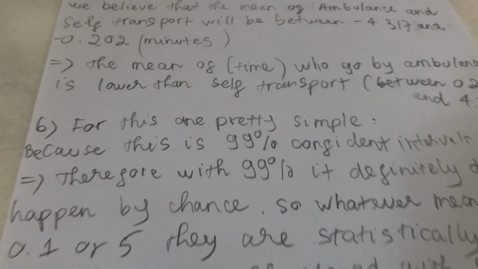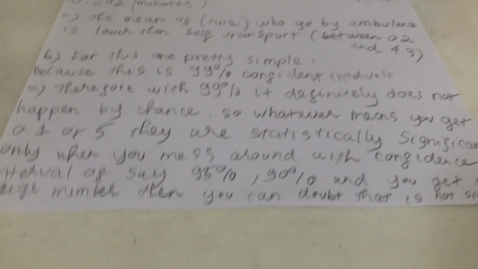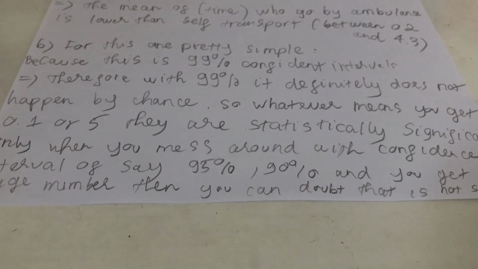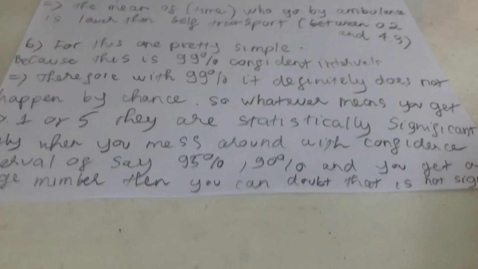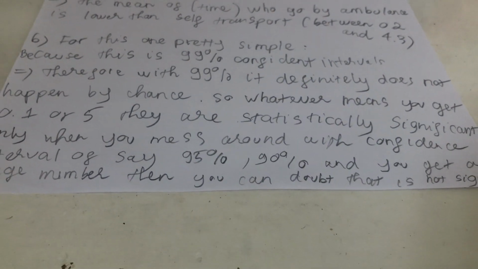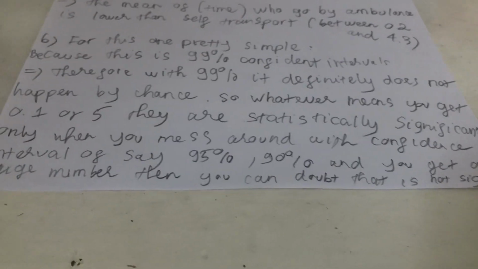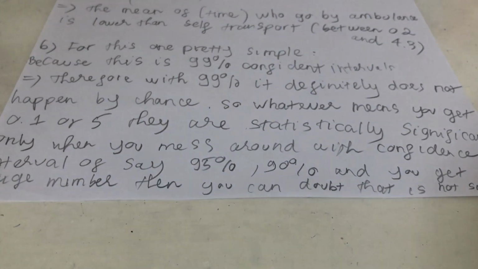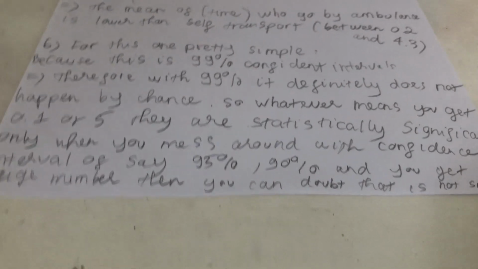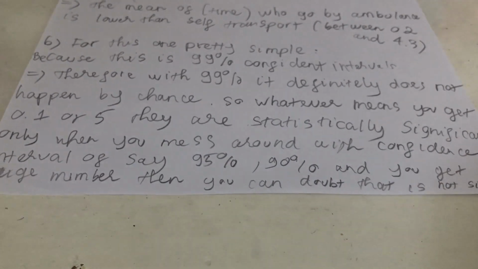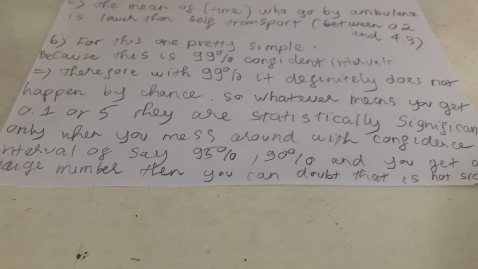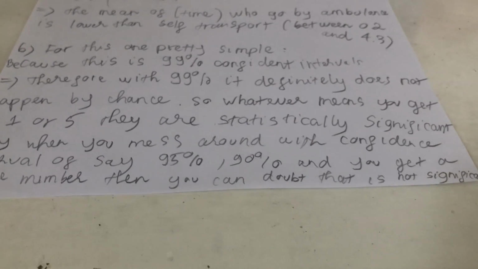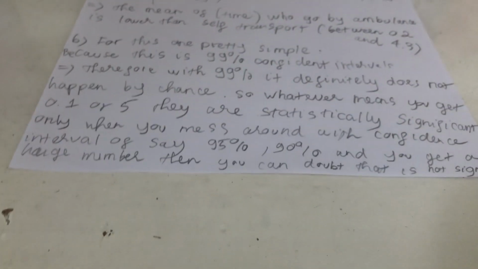So for B, it is way more simple than A, because when you look at the equation, you can see that you have a 99% confidence interval. Which means it is pretty obvious to see that it is significant and reliable. So you don't need to talk much, because 99% definitely does not happen by chance. So whatever mean you get, 0 or 1 or 5, they are still statistically significant.